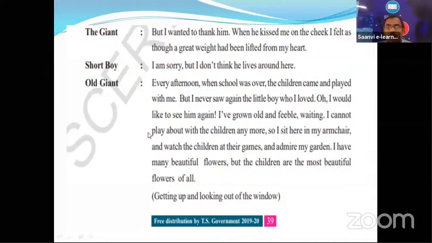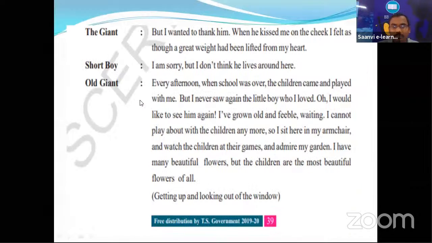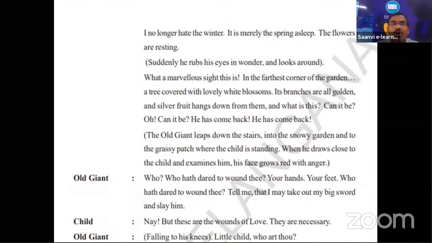So one day what happened? He got up and looked out of the window. I no longer hate the winter. It is merely the spring asleep. The flowers are resting. So the giant no longer hates the winter. Winter means it is merely the spring asleep.